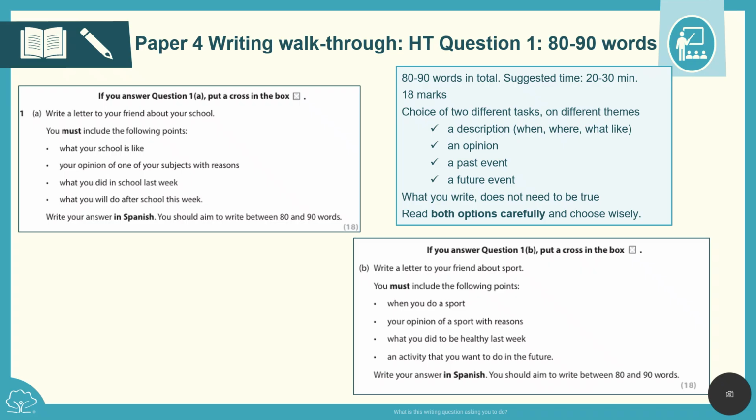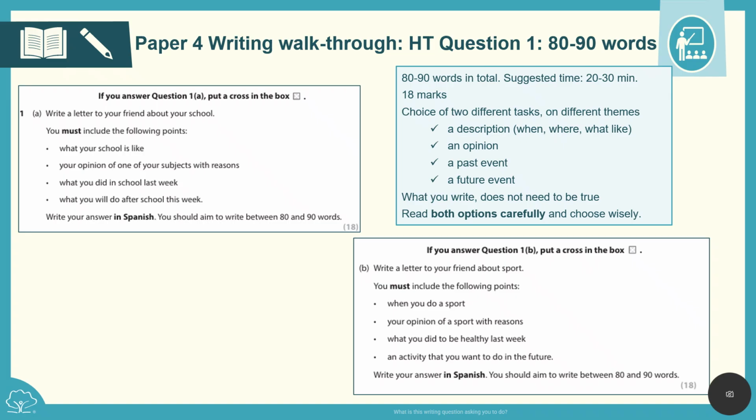Okay, so the first question is the 80-90 words. In this one, you are expected to answer 4 bullet points. As you can see, you have option A or option B. Make sure you choose the one you feel more confident talking about, writing about. So therefore you are more able to get better marks.